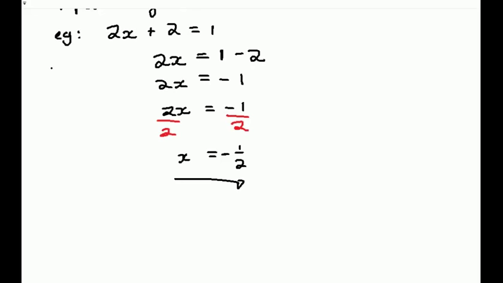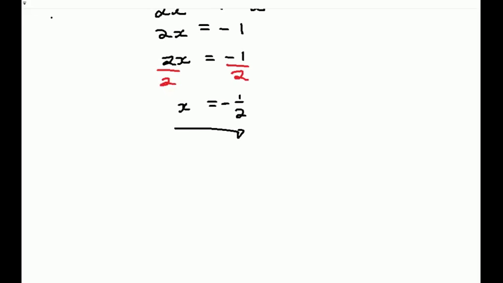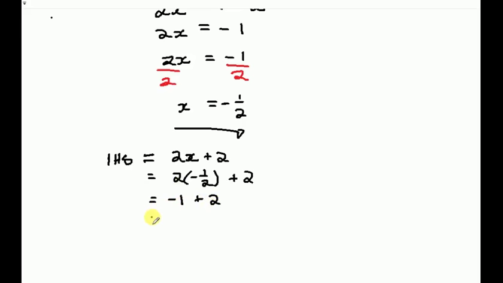So you're going to substitute negative 1 over 2 back on our left hand side. So we'll be saying our left hand side is equal to 2x plus 2, which should be equal to 2 times negative 1 over 2 plus 2, which will be equal to negative 1 plus 2, which will be equal to 1.